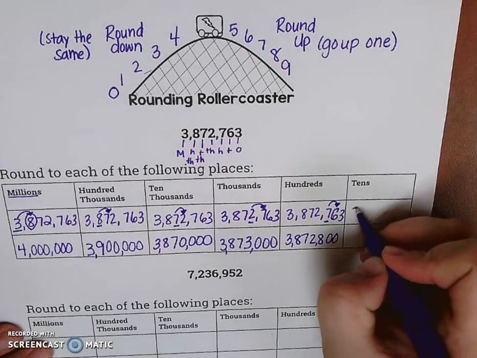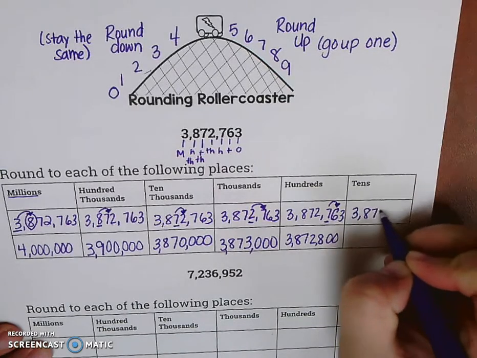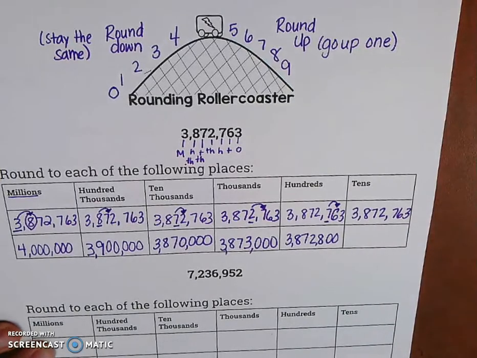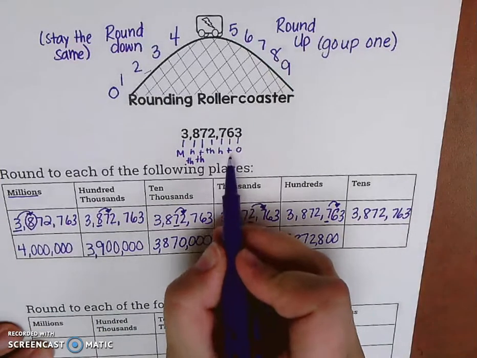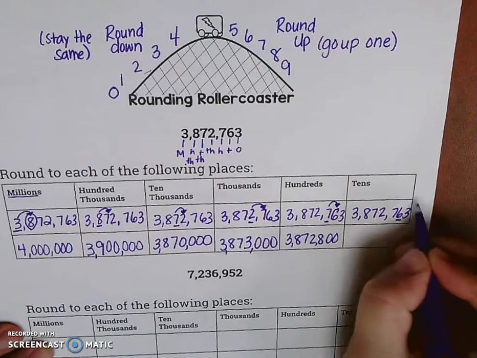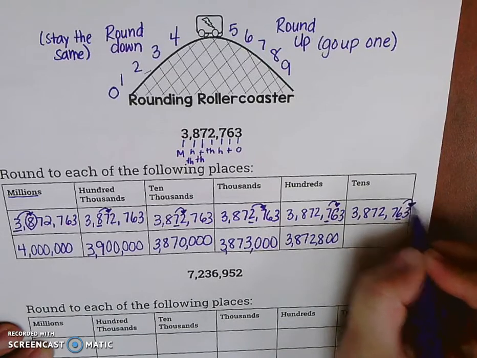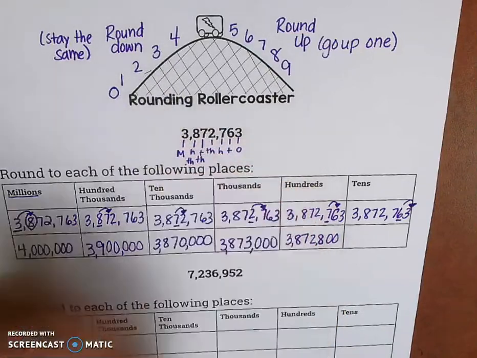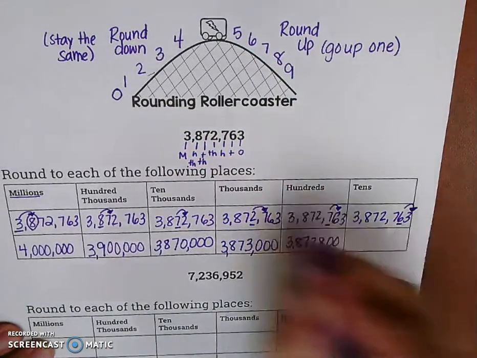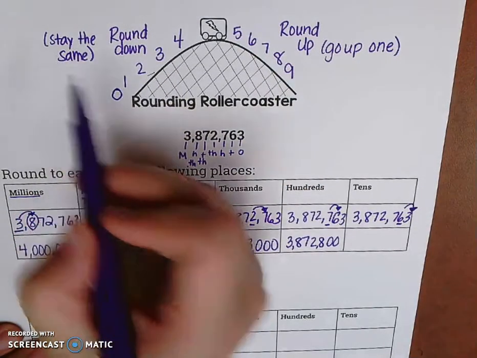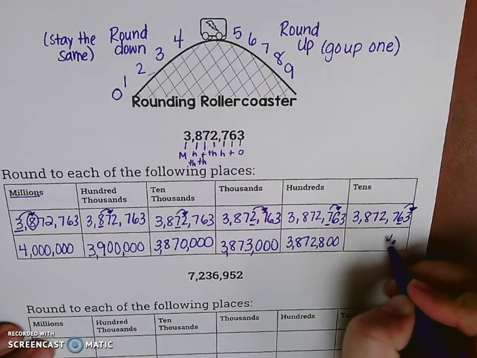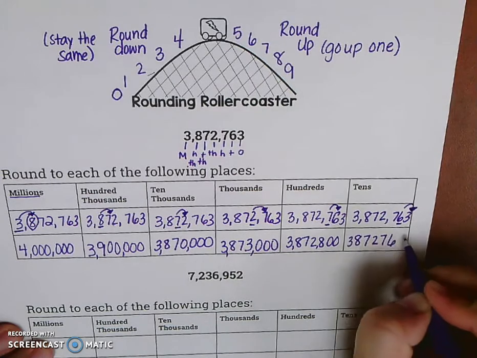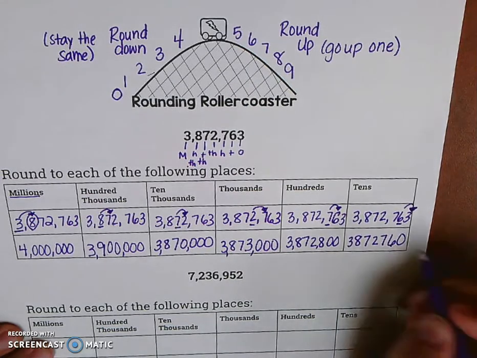Okay? And lastly, I've got rounding to the nearest 10. So the number in the tens spot is the 6. I look to the number to the right, and it's a 3. 3 is on that round down side, so that means that 6 is going to stay the same. The numbers in front are going to stay the same, and the numbers behind are going to turn to 0.